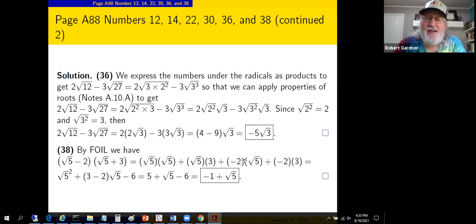Factoring a square root of 5 out of these 2 terms, we're still stuck with a square root of 5, it looks like. And last produces negative 2 times 3. So that's negative 6. So we get this at the next stage. Square root of 5 squared is 5 itself. 3 minus 2 is 1. So we get 1 square root of 5 minus 6. Do the subtraction. 5 minus 6 is negative 1, and you're still stuck with a square root of 5.